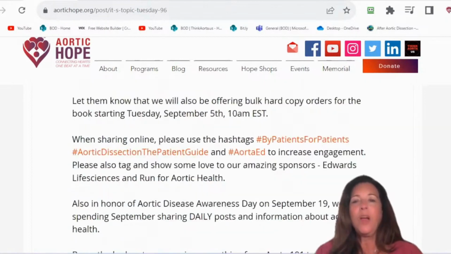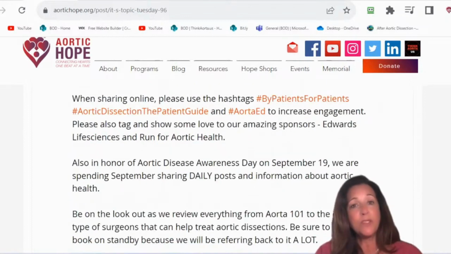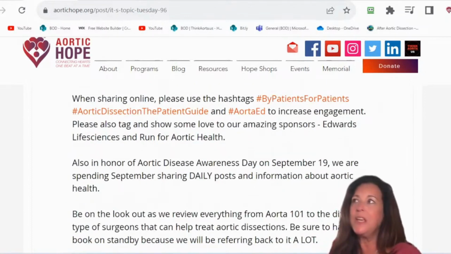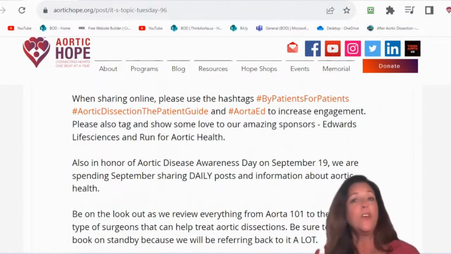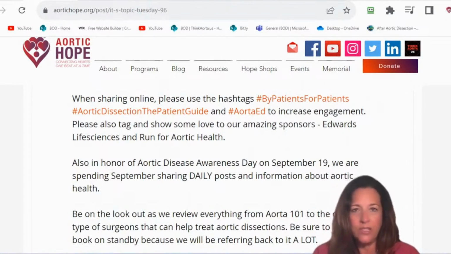But we are sharing posts daily through the entire month of September for Aortic Disease Awareness Month. See, Aortic Disease Awareness Day is September 19th, and that started off as Aortic Dissection Awareness Day. It's since changed because really the goal here is to have our focus be on the less rare event. Aortic dissections are rare, but aortic disease is much more common than you think. And if we could get people identified who might be at risk, then hopefully they won't experience an aortic dissection. So hence Aortic Disease Awareness Day.